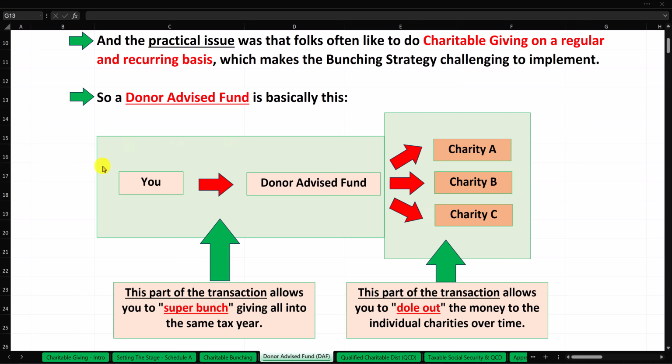Now, if we focus on this first part of the transaction right here, this part of the transaction allows you to basically super bunch a large amount of your giving into the same tax year. And we're going to go into the personal tax planning template in a little bit to see how that works. But just to be clear, you're not required to super bunch, but you do have the opportunity to super bunch when using the donor advised fund. And then if we focus on the second part of the transaction right here, this part of the transaction allows you to dole out, as I call it, the money to the individual ultimate recipient charities over time.